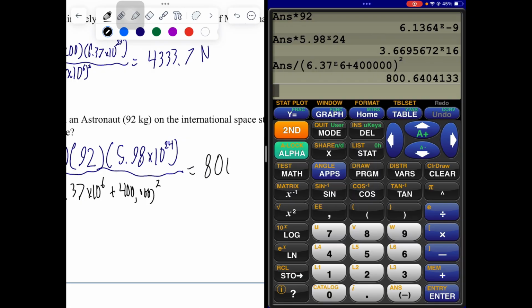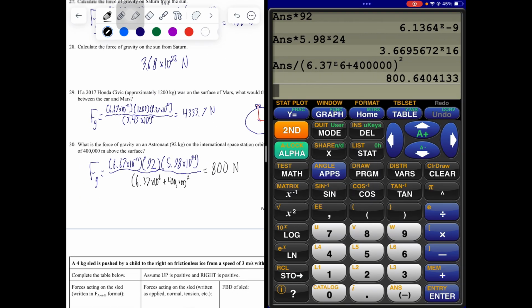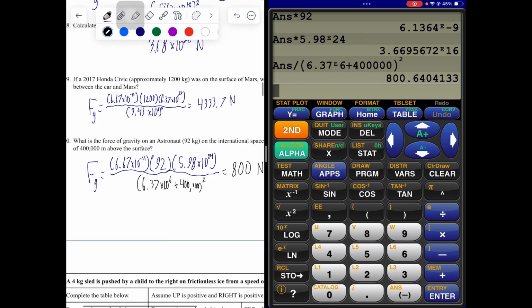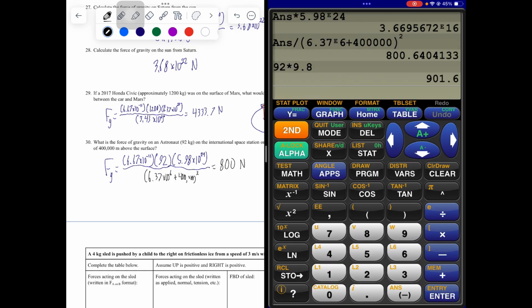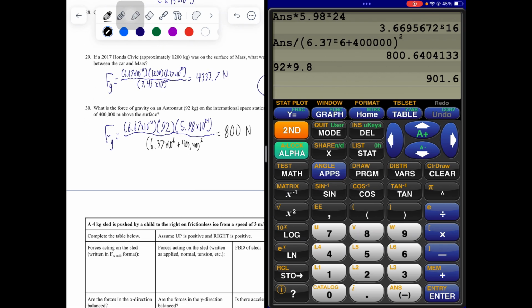Again, does this number make sense? Yes. Force of gravity of someone 92 kilograms of mass on the surface of the Earth would be 92, their mass, times g, 9.8, 901. They're farther away than the surface of the Earth. Gravity gets weaker as you get farther away from the surface, so it should be something less than that 901, which is exactly what we found.